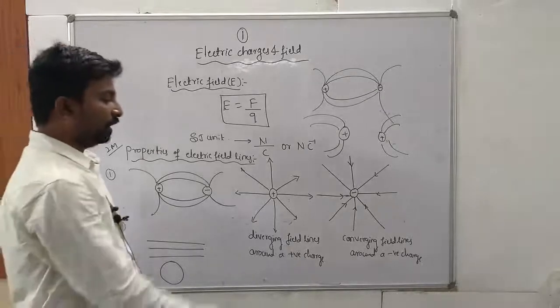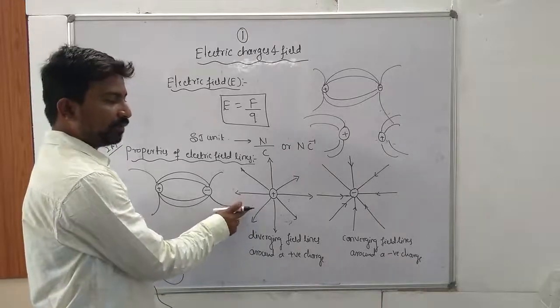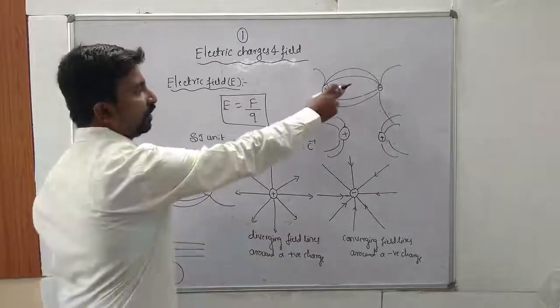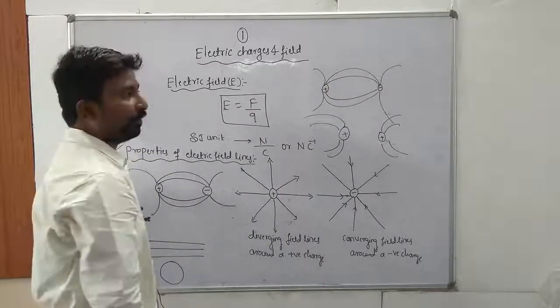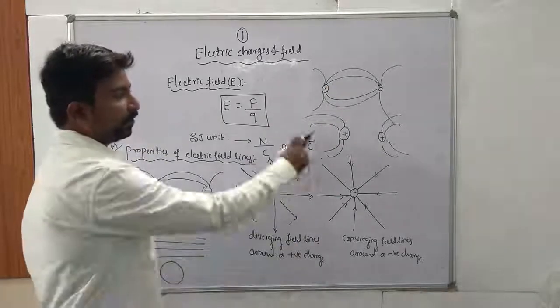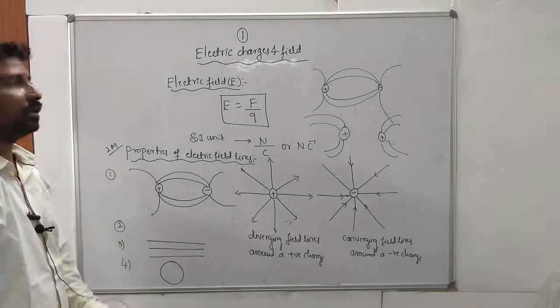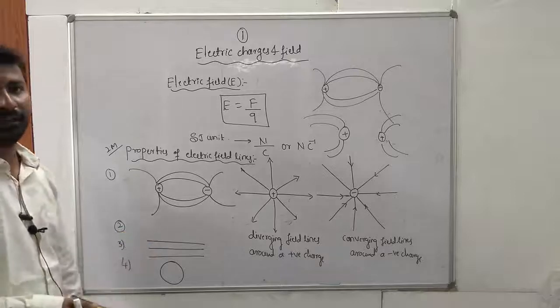Then draw the diverging field lines around a positive charge. Draw the field lines around a negative point charge. Draw the electric field lines around two equal and opposite point charges, and draw the electric field lines around two equal point charges, isn't it? So next class I will continue.